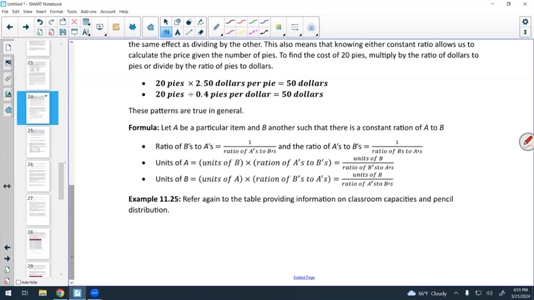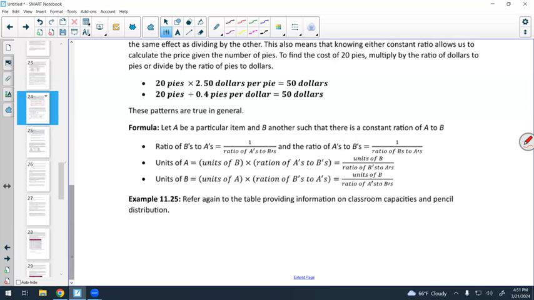So if we let A be a particular item and B another, such that there is a constant ratio of A to B, the ratio of B's to A's is 1 over the ratio of A's to B's, and the ratio of A's to B's is equal to 1 over the ratio of B's to A's. The units of A is equal to the units of B times the ratio of A's to B's, in other words, the units of B divided by the ratio of B's to A's. And the units of B is equal to the units of A times the ratio of B's to A's, or the units of A divided by the ratio of A's to B's.